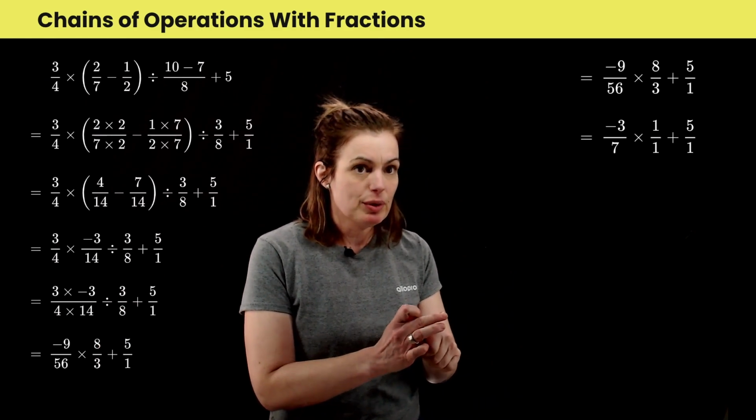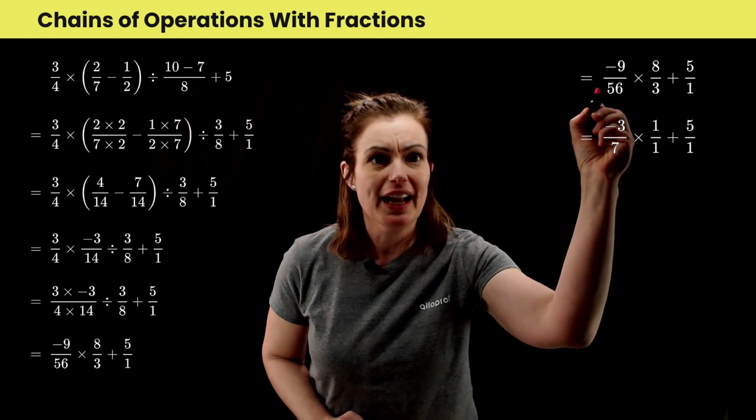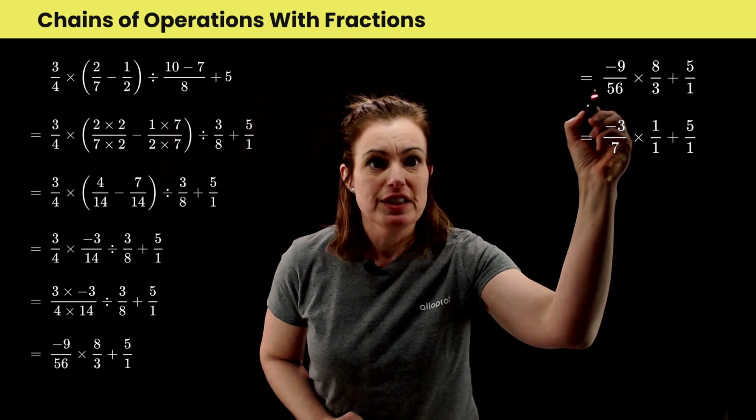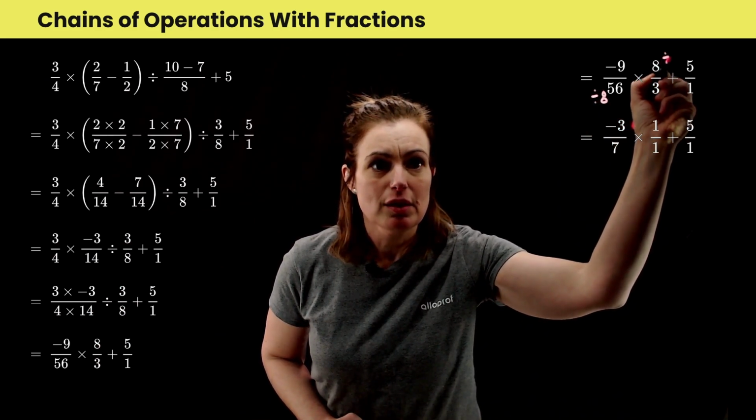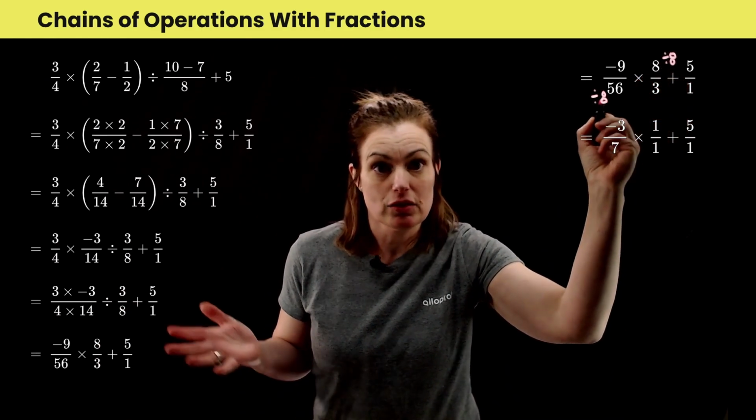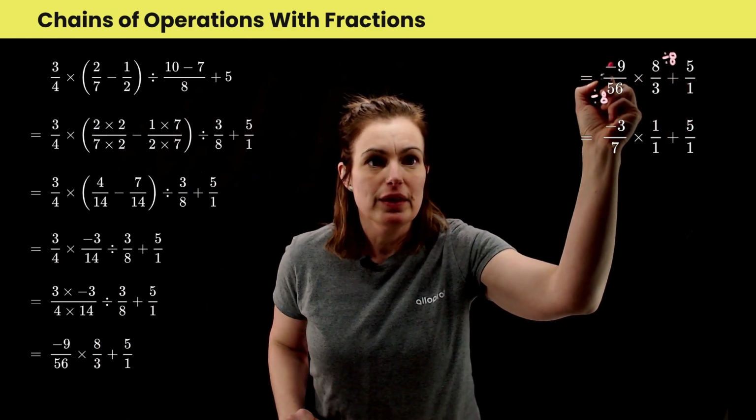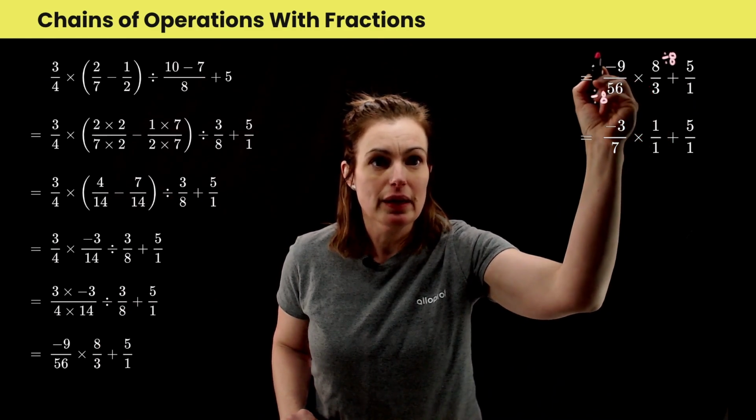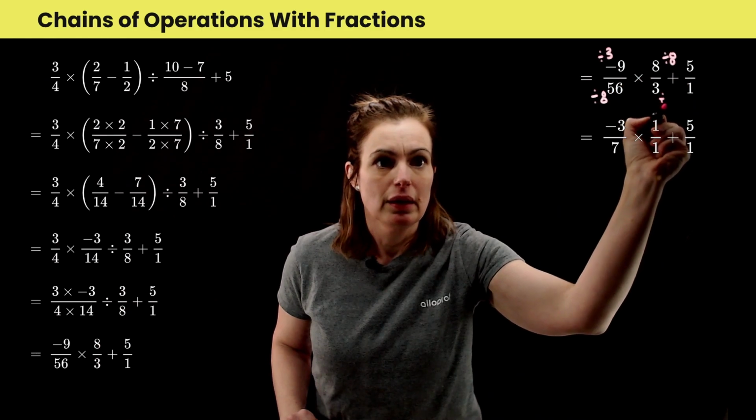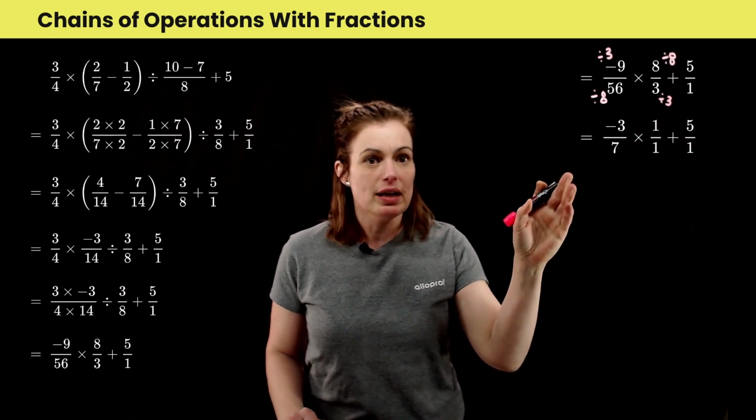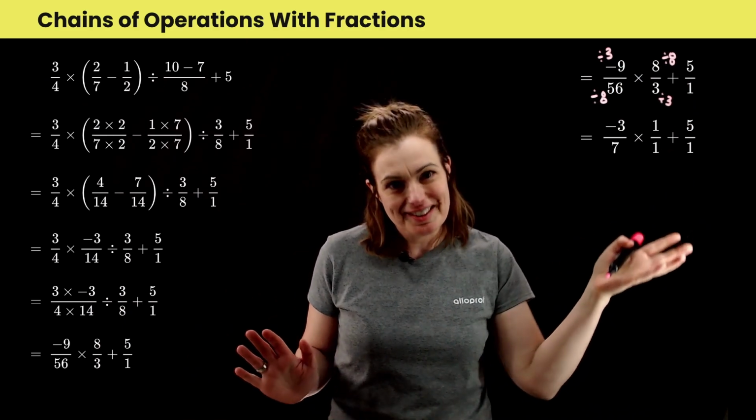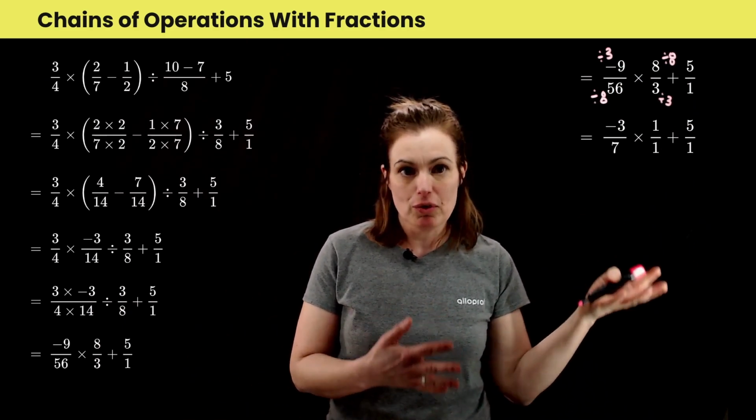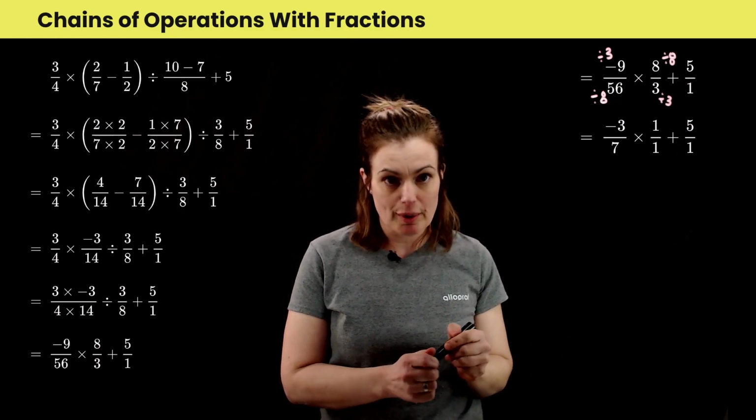So in order to be able to do that, I had to take my 56 and divide it by 8 because it's a multiple of 8. And I divided 8 by 8 as well. 8 is, of course, a multiple of 8. And with the negative 9 and the 3, I simply divided both of those by 3. And that's what led to my negative 3 over 7 being multiplied by 1 over 1. And I still haven't dealt with that adding of 5 over 1 because we're not there yet in our order of operations.